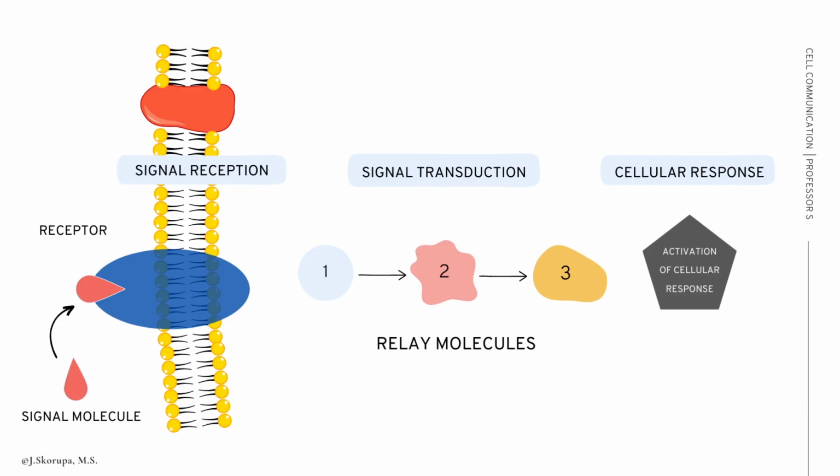That concludes cellular response. We've gone through all three stages of cell signaling: signal reception, signal transduction, and cellular response. As an exercise to tie it all together, let's look at the signaling pathways of cellular responses: metabolism, growth, gene expression, and apoptosis.